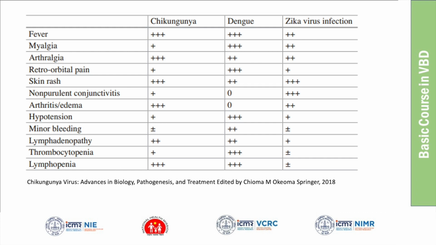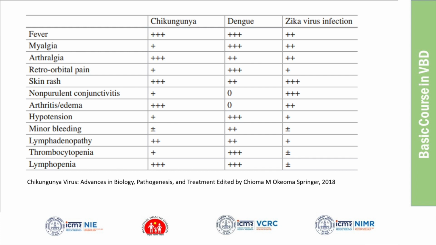Can someone look at this slide and tell the difference in terms of symptoms? In which disease are which symptoms more, and which less? Sir, fever is more in chikungunya and dengue as compared to Zika virus. Very good. Myalgia means body pain. Body pain is much more in chikungunya as compared to dengue and Zika, but still there is a little bit of myalgia.